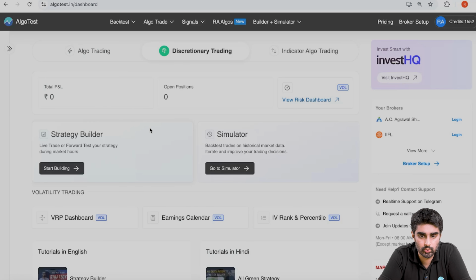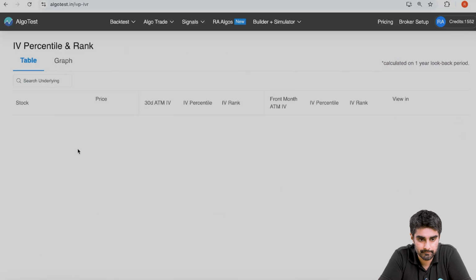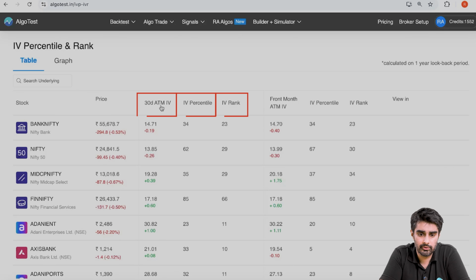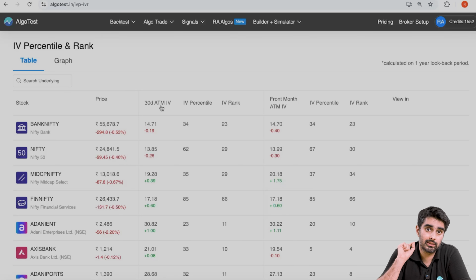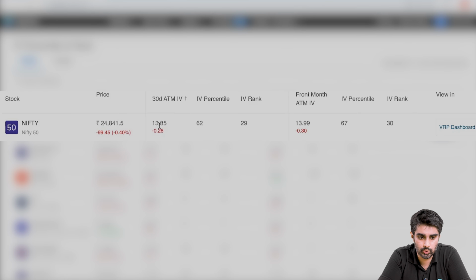So let's start, guys. When you come to AlgoTest, you can hover over Builder plus Simulator and open up IV Rank and IV Percentile. And over here, what you'll see is this little table, right? These three columns will use the 30-day constant maturity implied volatility, guys. So you can just sort it by the implied volatility. I guess Nifty has the lowest volatility, right? So here you can see that Nifty's IV is 13.85.